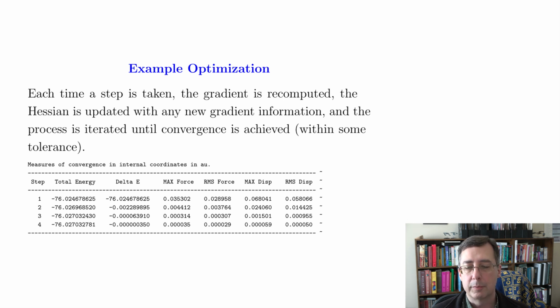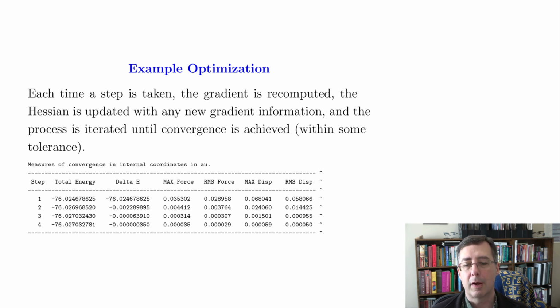The next column shows me the force, and so I see the force is going down, down, down, down, down, down. That's a very nice pattern. We like that. That's the maximum force. The next column is the root mean squared force. It's also going down, down, down, down, so very pleasing. The max displacement is the biggest change in the geometry that happened. And you notice the geometry is changing by less and less. And then finally, the root mean squared displacement. So all of these are very, very nice.